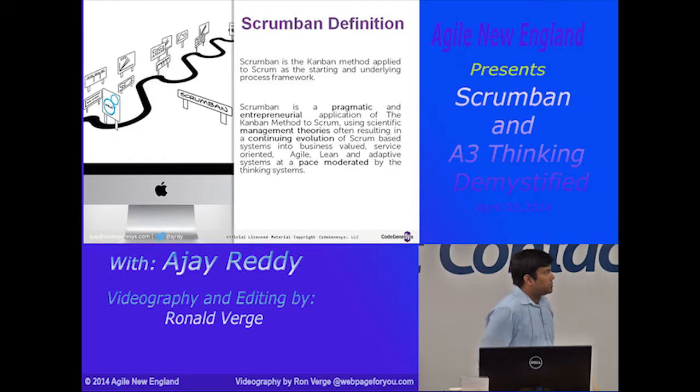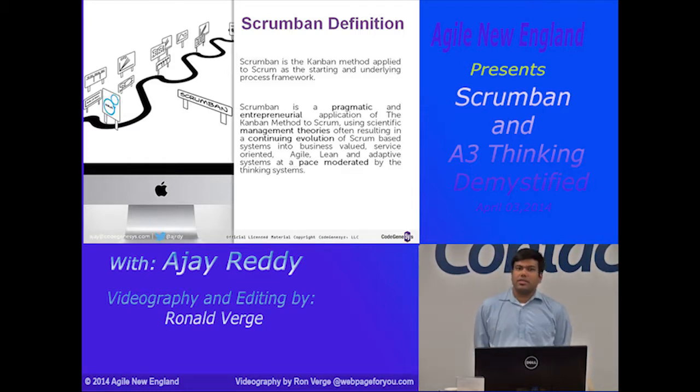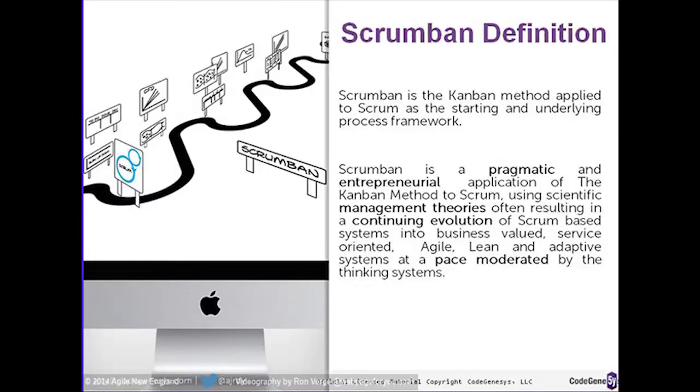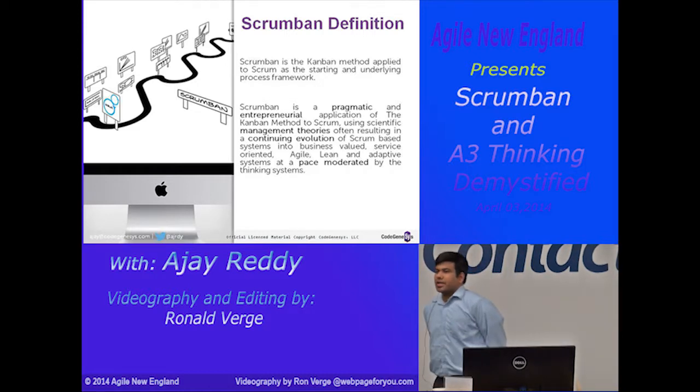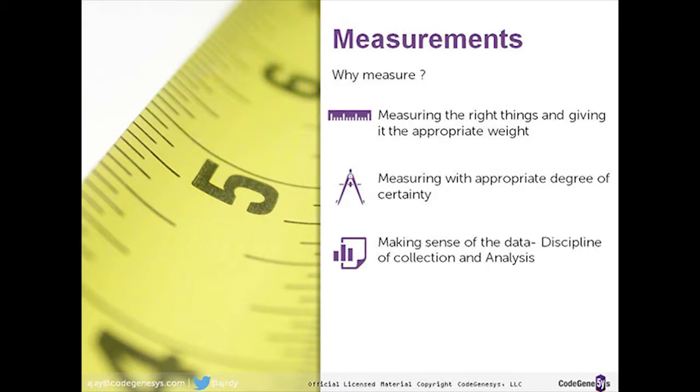And again, under that management theories, we saw all those models, right? Systems thinking, which is A3 thinking, the Cynefin framework. We saw design thinking, we saw options theory. All of those things plugged in under that management theories section. What was the goal? To get business value, service-oriented, agile, lean, adaptive systems. So the third section is this Scrumban measurement section. So Scrumban measurements.